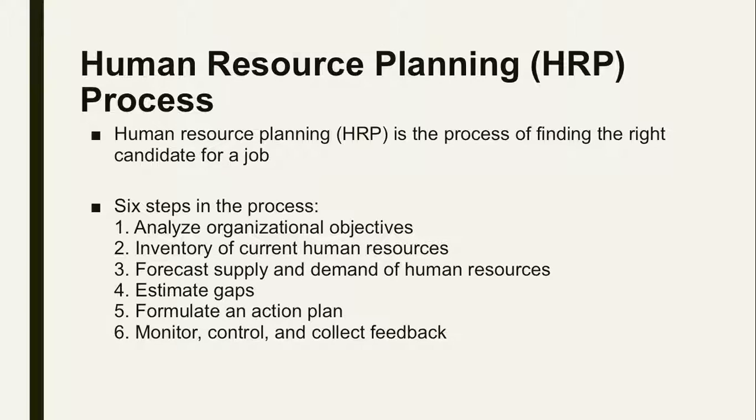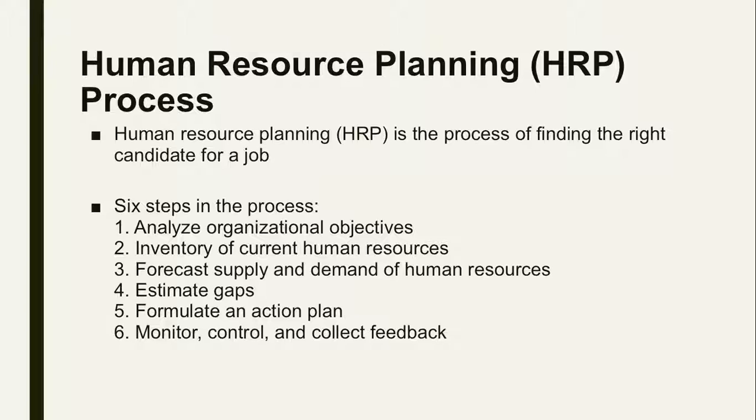Human resource planning is a 6-step process of finding the right candidate for the job. The first step is to analyze organizational objectives to get a better understanding of the work that must be done in the organization. The second is to take a current inventory of human resources to understand the current number of employees, their capacity, their performance, and future potential.